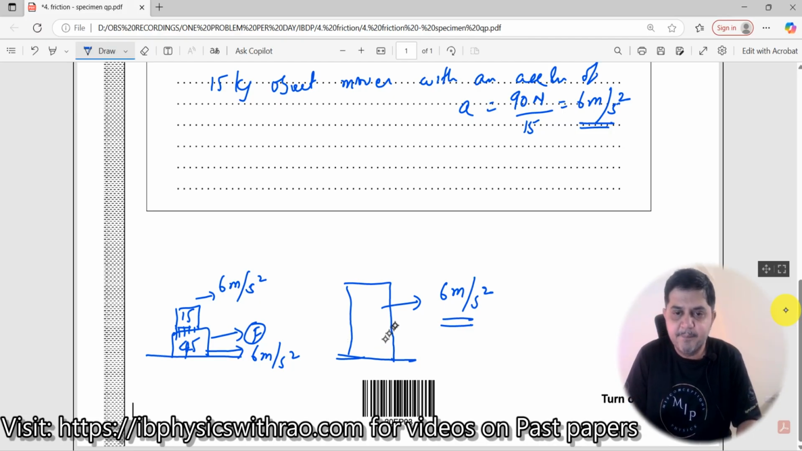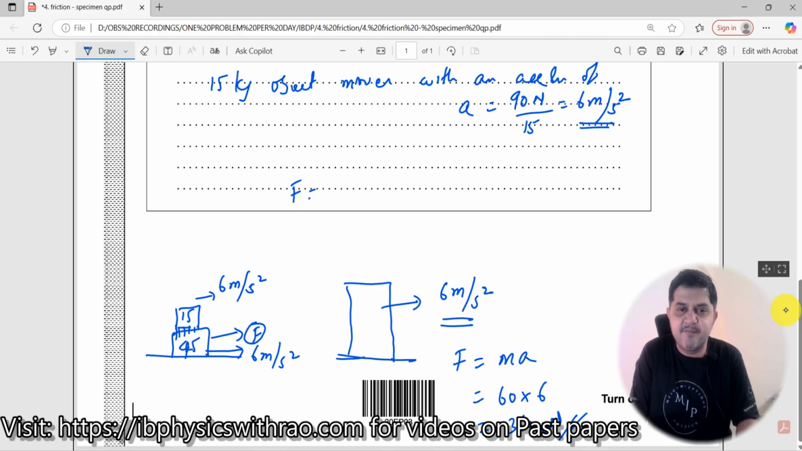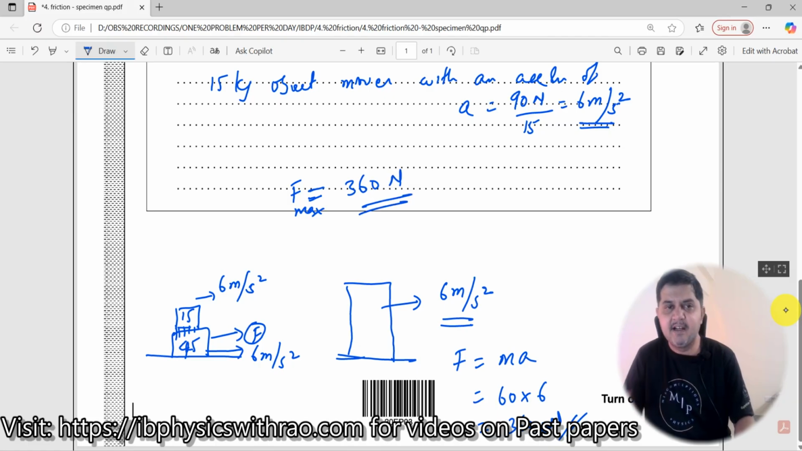So therefore, now we have the force F can be written as M into A. What is the M here? 45 plus 15, which is 60. 60 multiplied by 6 is equal to 360. What's the unit? Newton. 360 Newton. The maximum force that I can apply over here is 360 Newtons. I hope this is clear.